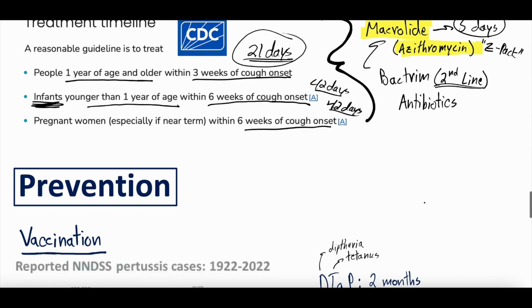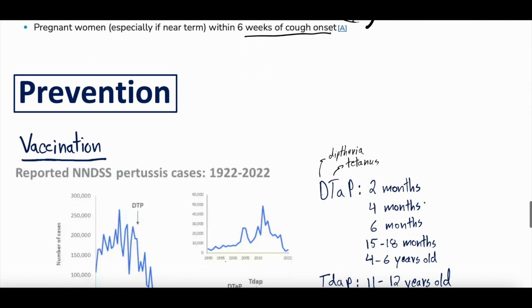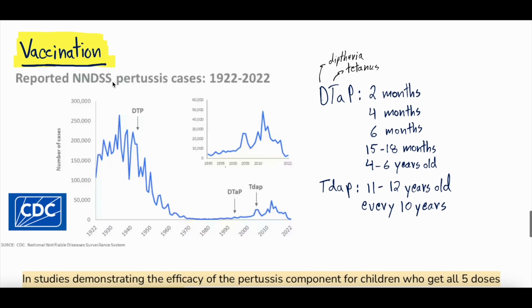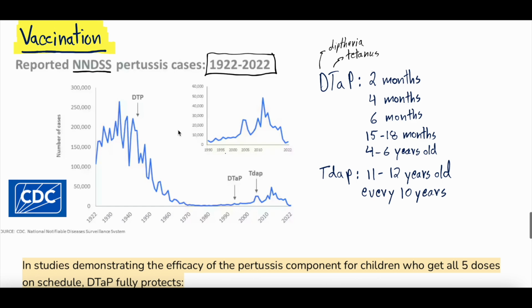But in a perfect world, we would not even ever get pertussis, right? So how do you prevent it? The biggest thing here is vaccination. And we certainly acknowledge that everybody has different opinions on vaccines, and we respect all those opinions. So we're just going to share some data. This is reported from NNDSS, pertussis cases from 1922 to 2022, overlaid with different pertussis vaccine rollouts.